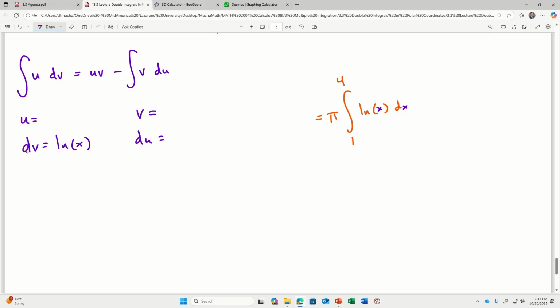Wait a minute, is that going to work? No, that's not going to work. Okay, u has to be natural log of x. See, if you make a mistake, you can always fix it. Okay, so the derivative of natural log would be 1 over x dx. The dv would be 1. The v is the antiderivative, which would be x.